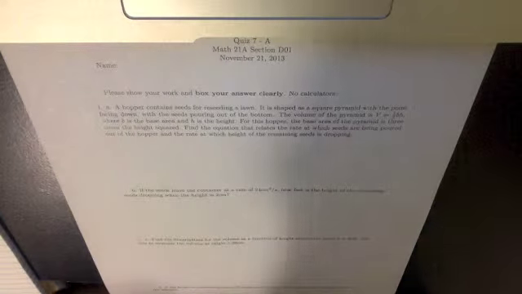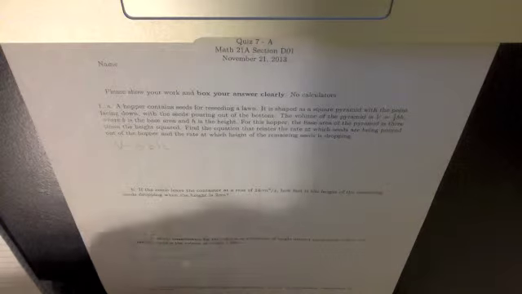Okay, I'm going to go over quiz 7. The first problem reads, a hopper contains seeds for reseeding a lawn. It is shaped as a square pyramid with the point facing down, with the seeds pouring out of the bottom. The volume of the pyramid is V equals 1/3 BH, where B is the base area and H is the height.